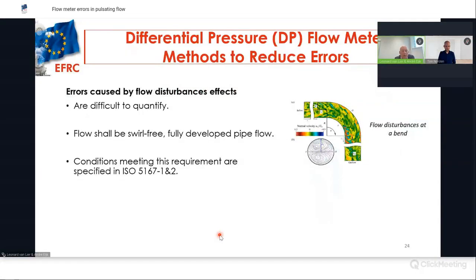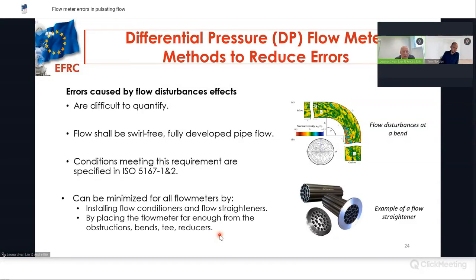Errors can also be caused by the flow disturbance effect. Leonard has already told that, and they are difficult to quantify. So the flow shall be swirl-free, fully developed pipe flow, and the conditions meeting this requirement are specified in the ISO 5167 Part 1 and 2. And they can be minimized for all types of flow meters which are discussed and given in the guideline by installation of flow conditioners and flow straighteners, of which you see an example here on the right-hand side, and by placing the flow meter far enough from the obstructions, bends, T's and reducers.